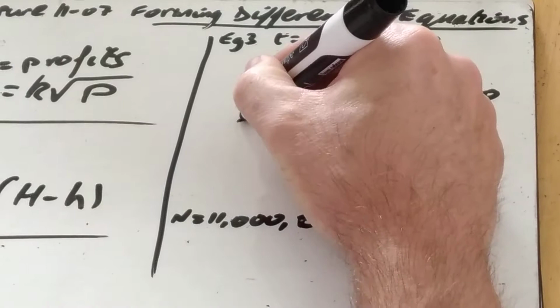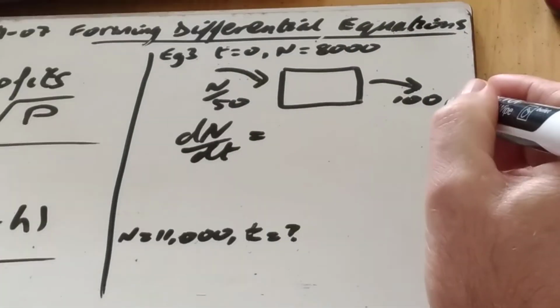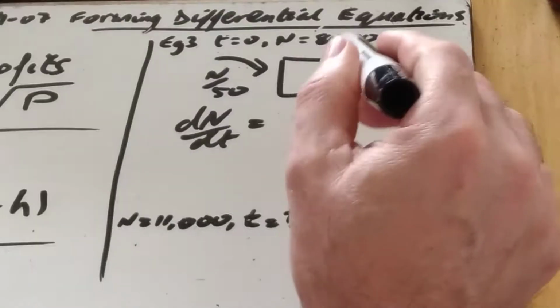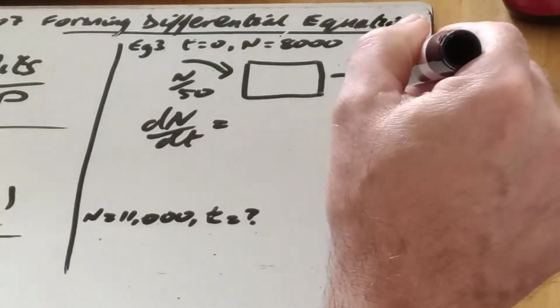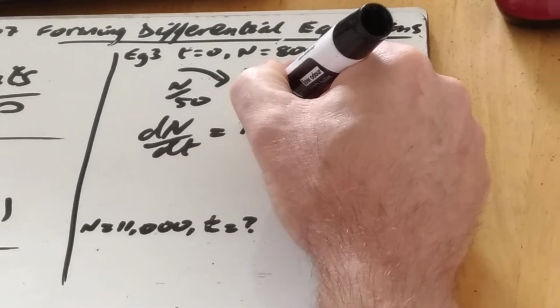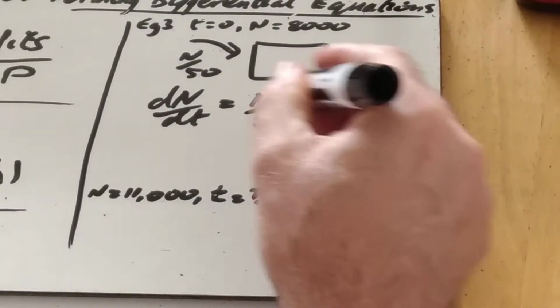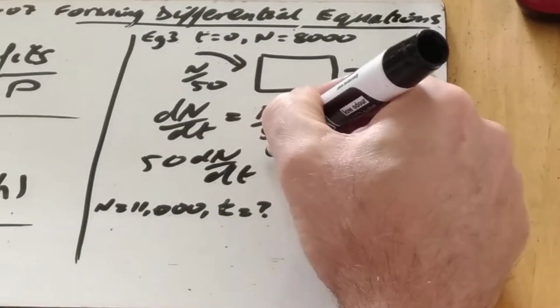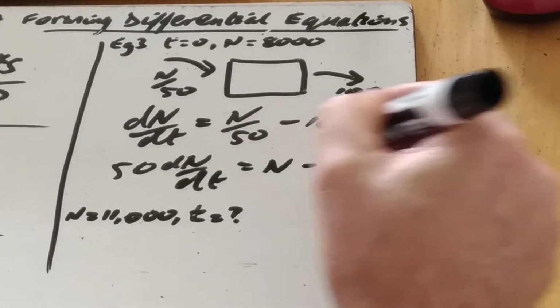So that I can say that dn over dt is now, because it's not a proportionality, it's just that's what's going in, that's what's coming out. It's just one minus the other. I'm making an assumption that what's going in is more than what's coming out, so I can say it's n over 50 minus 100, and then times by 50 to get 50 dn by dt equals n minus 5,000. That was the show that.